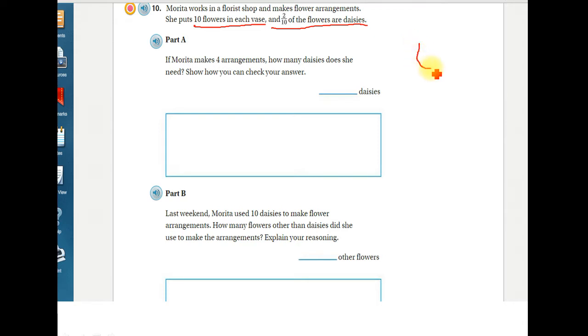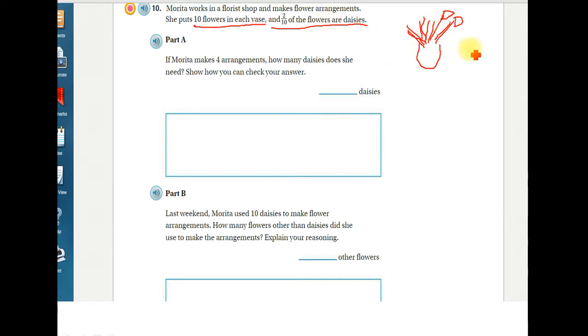Okay, I'm going to draw my vase. I know there's going to be 10 flowers. 1, 2, 3, 4, 5, 6, 7, 8, 9, 10. It's not a great drawing, but again, writing on this computer is not easy. So 10 flowers, and 2/10 of the flowers are daisies. So out of these 10, 2 of them are going to be daisies. So I'm just going to put a D next to those 2.